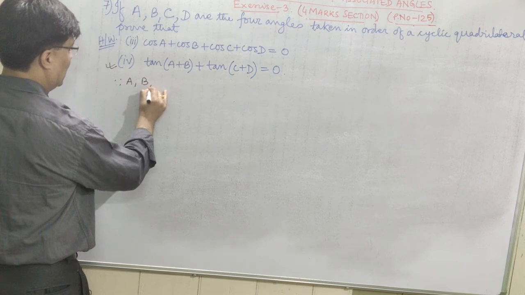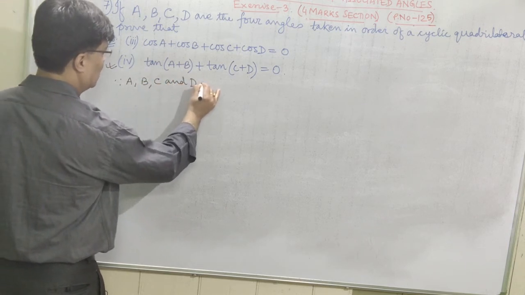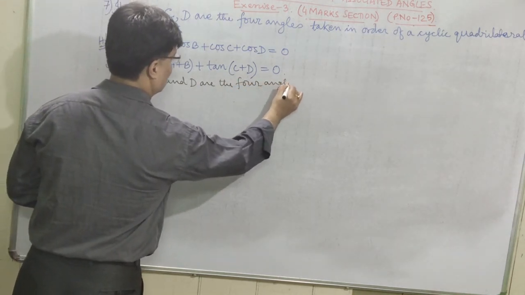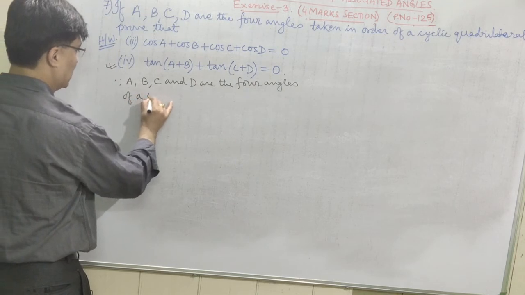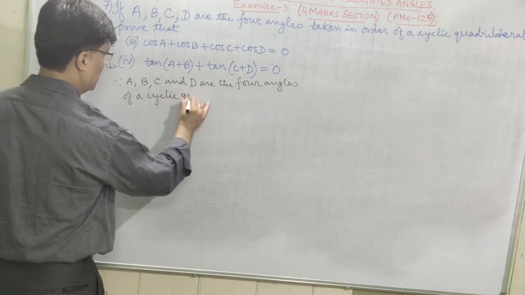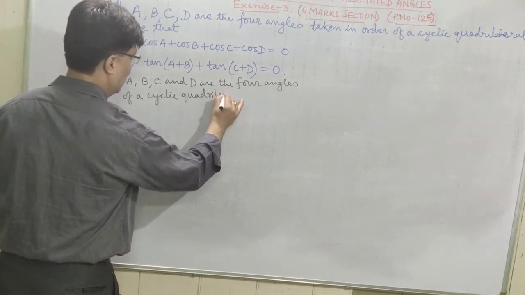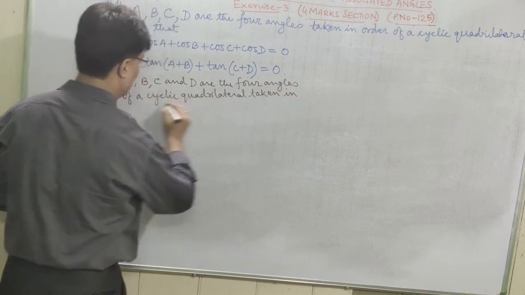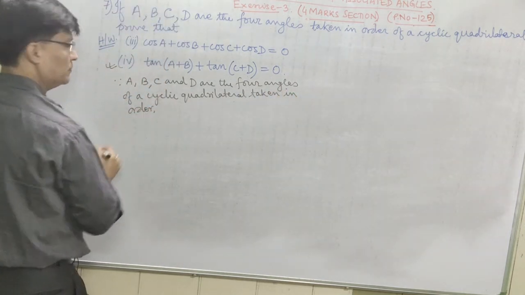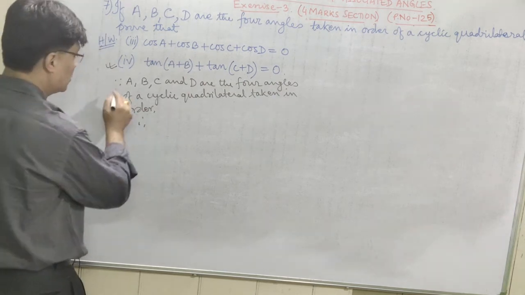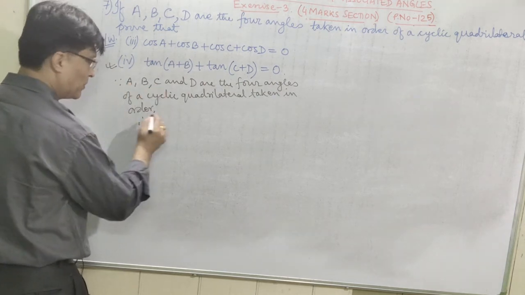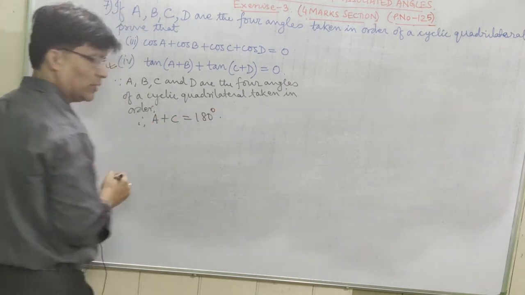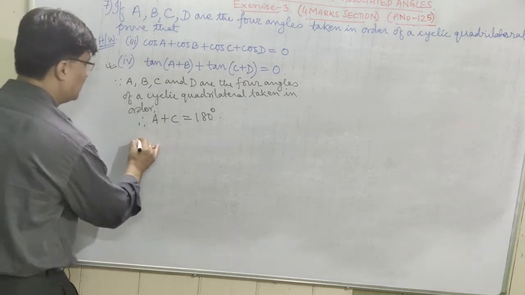Since A, B, C and D are the 4 angles of a cyclic quadrilateral taken in order, so therefore, what can you write? The opposite angle of A will be C. That is, the sum of the opposite angles of a cyclic quadrilateral are supplementary. That is, A plus C is equal to 180 degree.